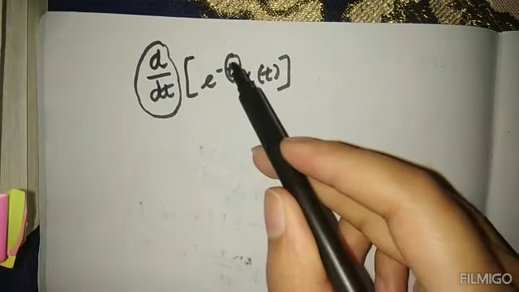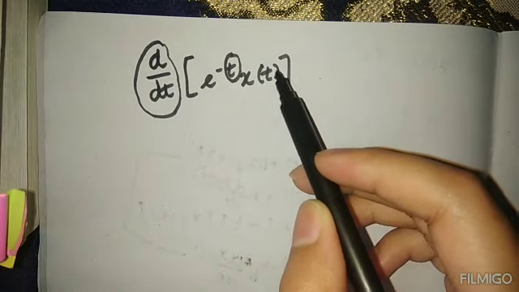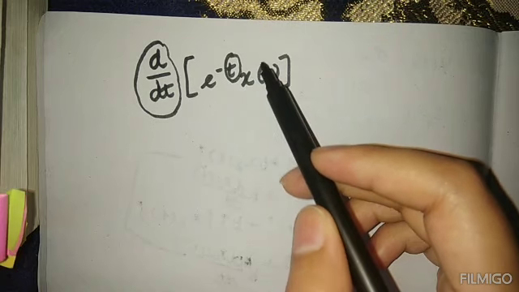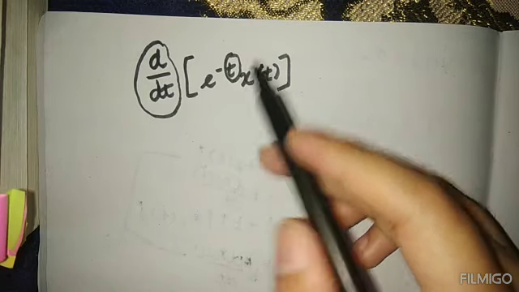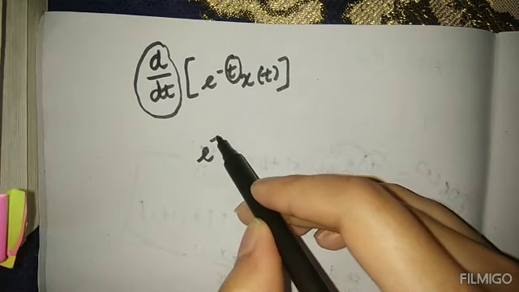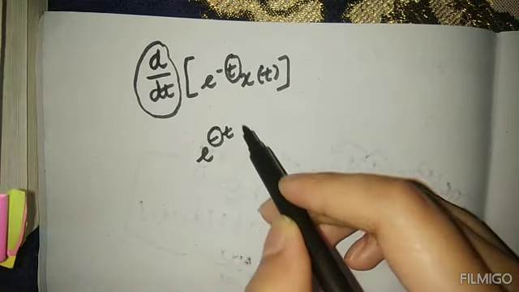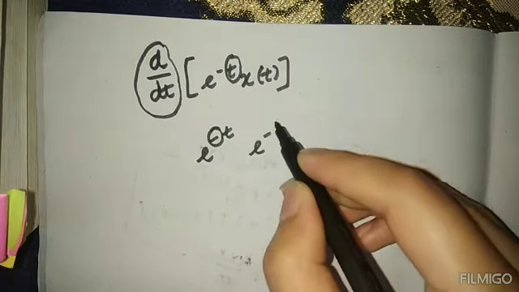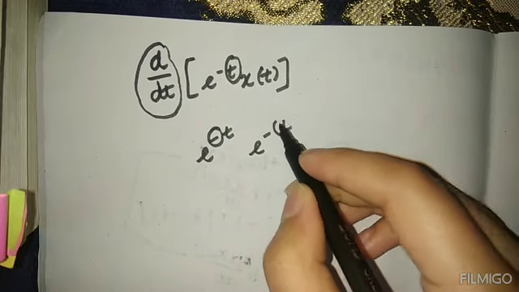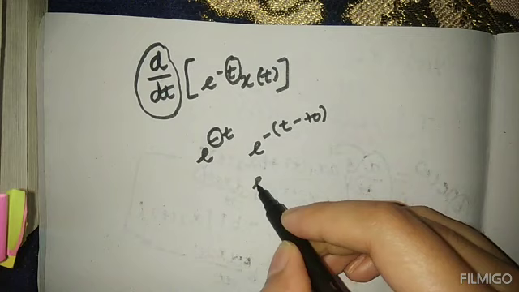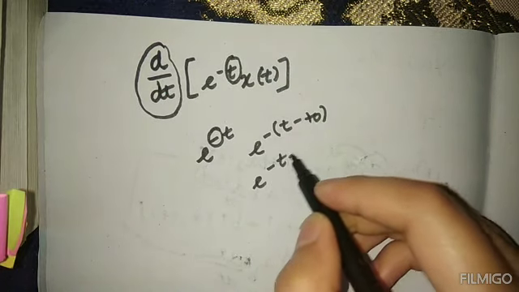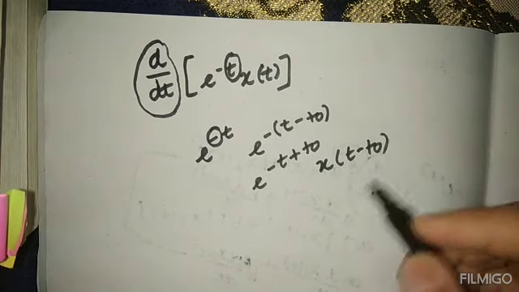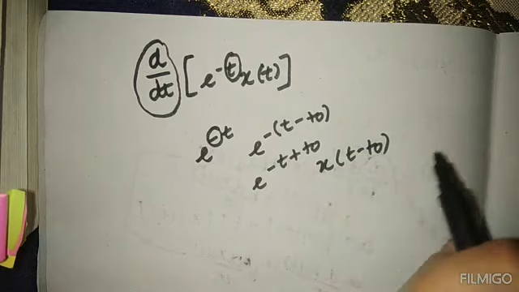Here you get e to the power of minus t into x of t minus t naught, but there you get e to the power of minus of t minus t naught, the whole bracket, because this minus is associated with the t. So t minus t naught also gets associated with this minus. So you get a resultant like this, that is e to the power of minus t plus t naught, x of t minus t naught. This is different, right? So this is a time variant system, you can easily say.